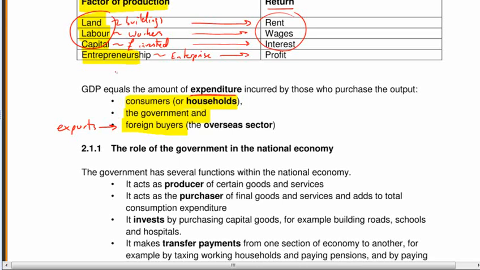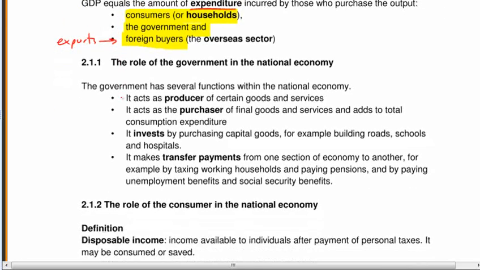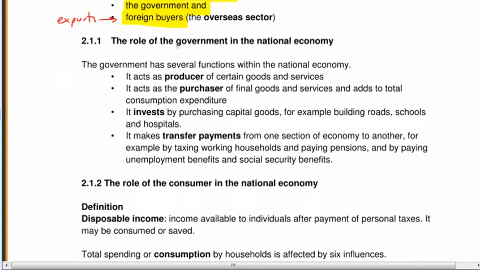Now, there's an important role for the government in the way the national economy operates. The government plays a number of roles. First of all, the government itself produces certain goods and services. Think of the public sector, all those organisations owned by the government producing goods and services. As we've just said, it also buys goods and services produced by the private sector.